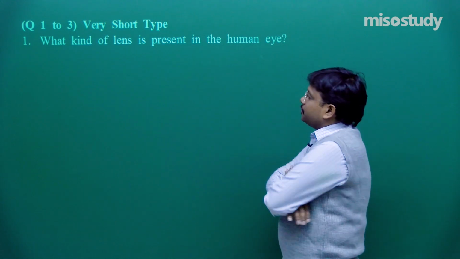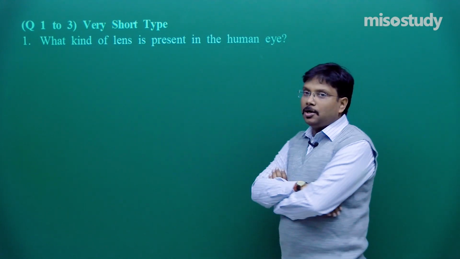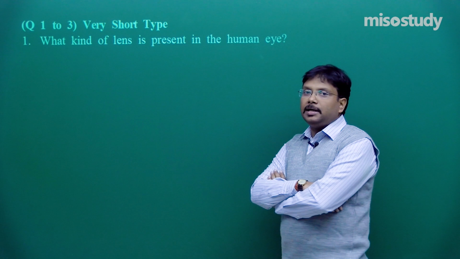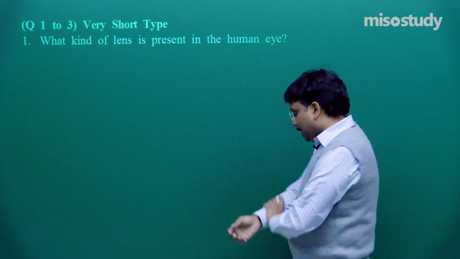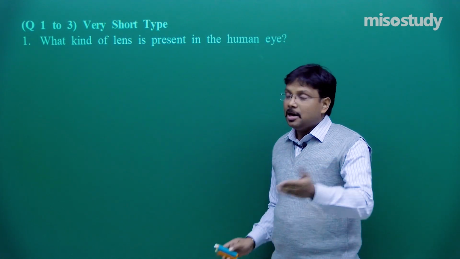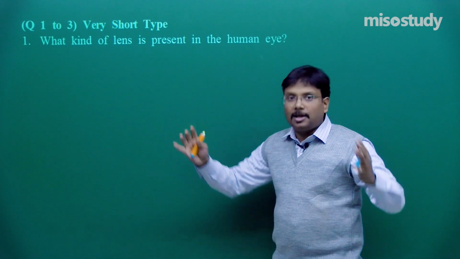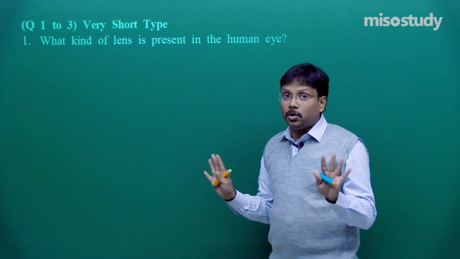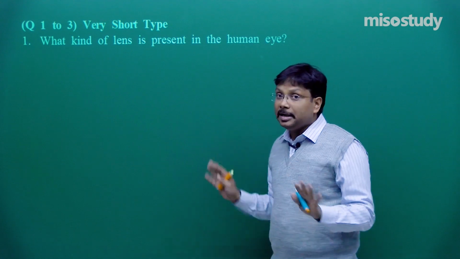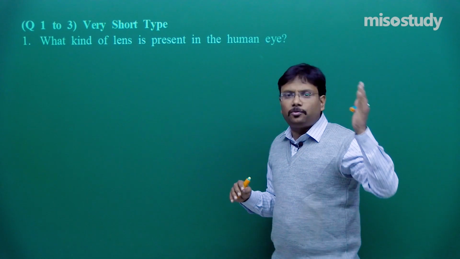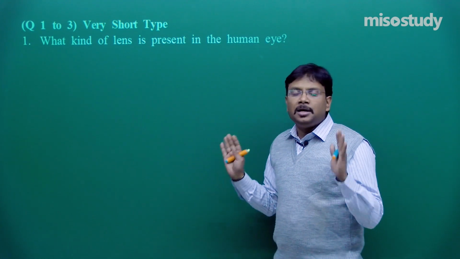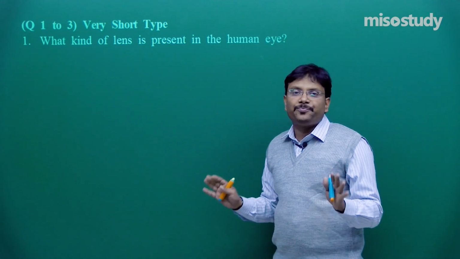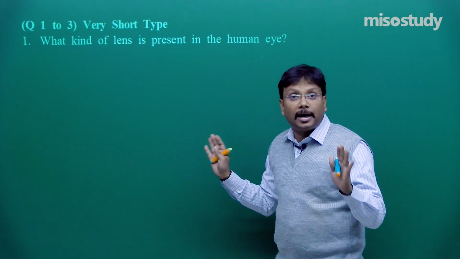The first question: what kind of lens is present in the human eye? You should write down convex lens, but as I have to explain, I will tell you some other aspects also, though you need not mention those things. Why I am telling? Because if any student is not watching our videos regularly, then he or she should also get some idea of how to write.